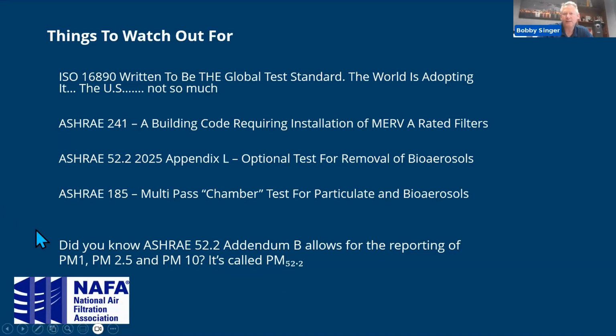One important thing that a lot of people don't know about that I wanted to mention is a few years ago, ASHRAE 52.2 Addendum B was released. This allows for reporting of PM1, PM2.5, and PM10. They call it PM52.2. So with the data that's already produced within the test, we can calculate these numbers.